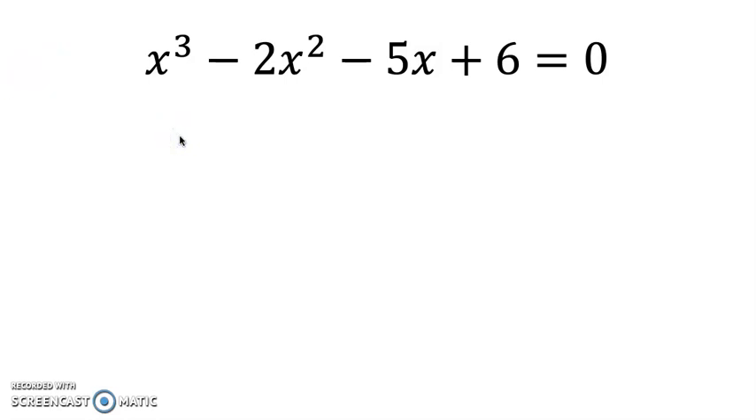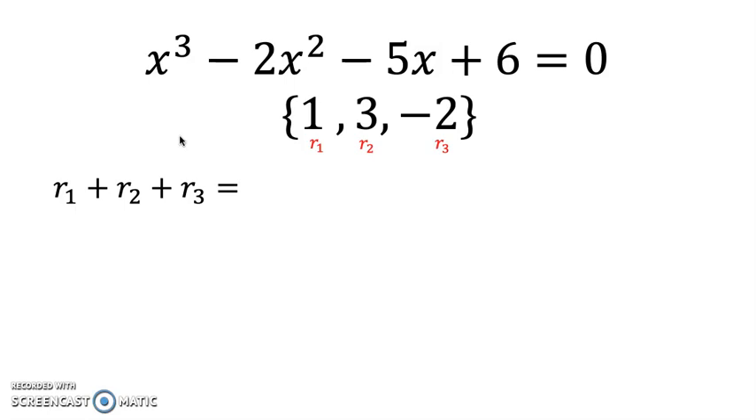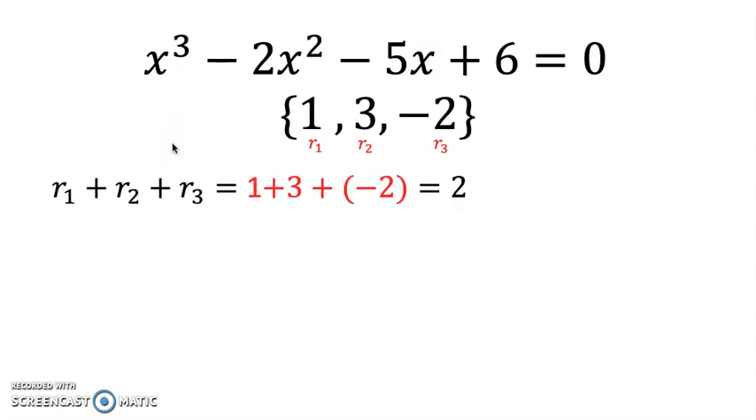The roots of the equation are 1, 3, and -2. Now, let 1 be the first root or r sub 1, 3 be the second root or r sub 2, -2 as the third root or r sub 3. What is the sum of the roots of this equation? Since we are given 1, 3, and -2 as our roots, therefore r sub 1 plus r sub 2 plus r sub 3 is equal to 1 plus 3 plus -2, which is equal to 2.